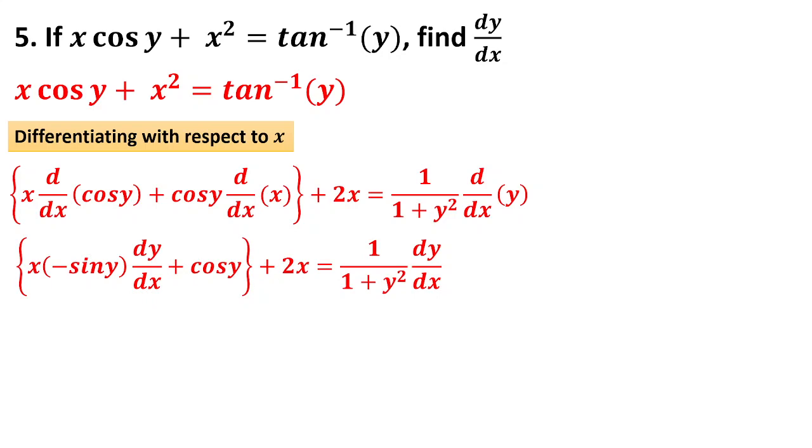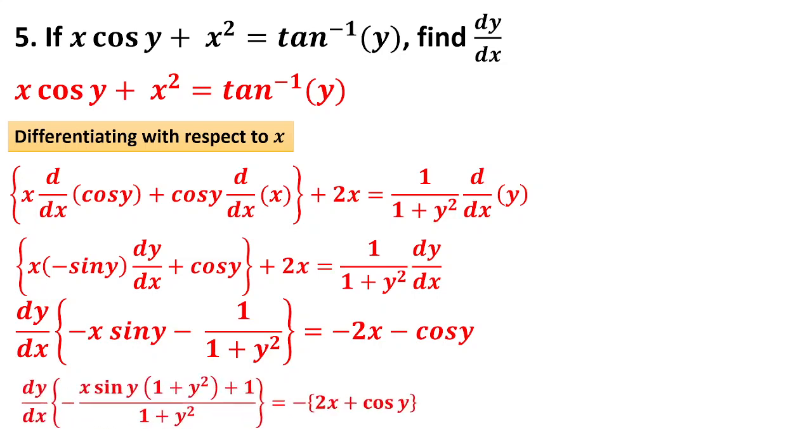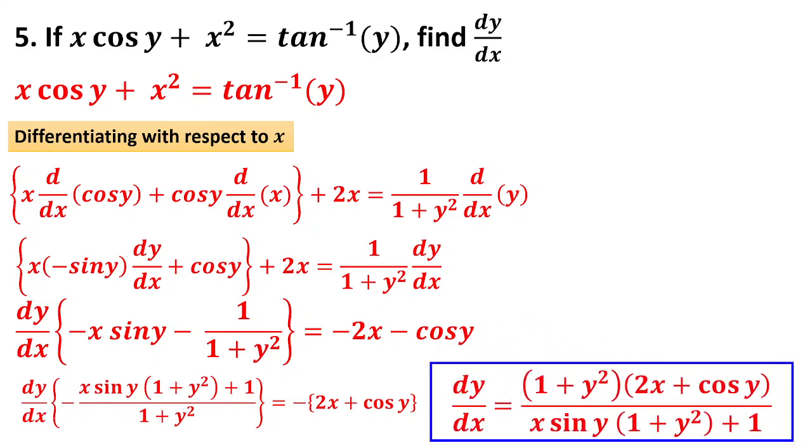Or I got differentiation of cos y is minus sin y into dy by dx plus cos y, differentiation of x is 1. And I have collected dy by dx to one side, and on the right hand side I have kept minus 2x plus cos y. Therefore, I am able to write what is dy by dx by cancelling that minus sign. 1 plus y square into 2x plus cos y upon x sin y into 1 plus y square plus 1.